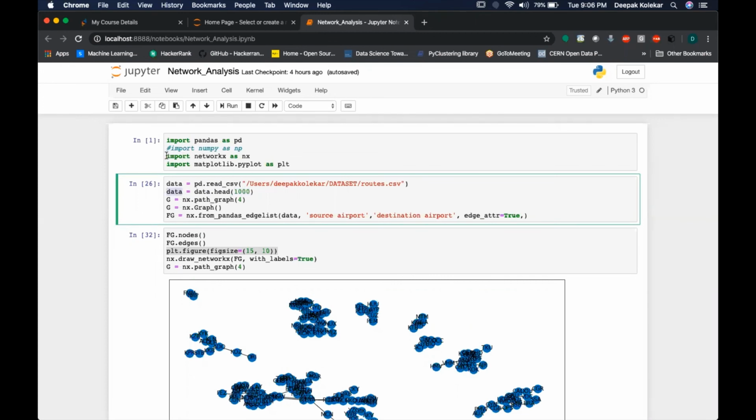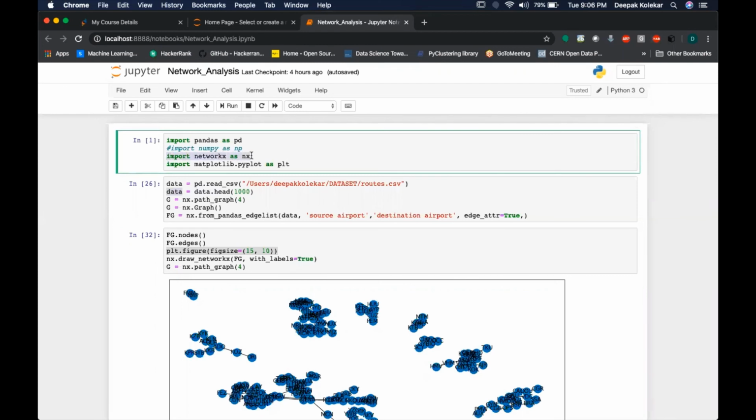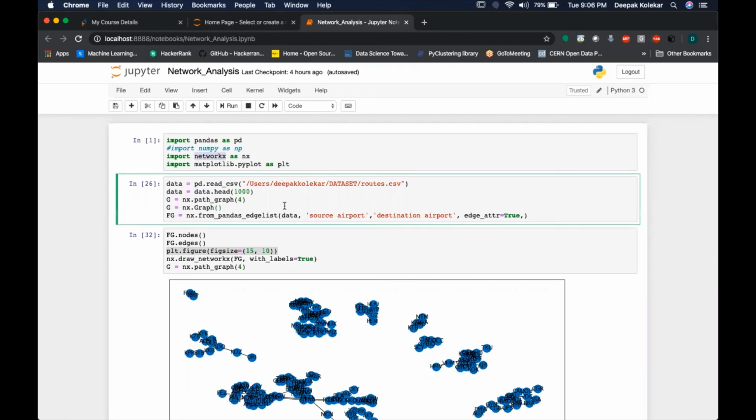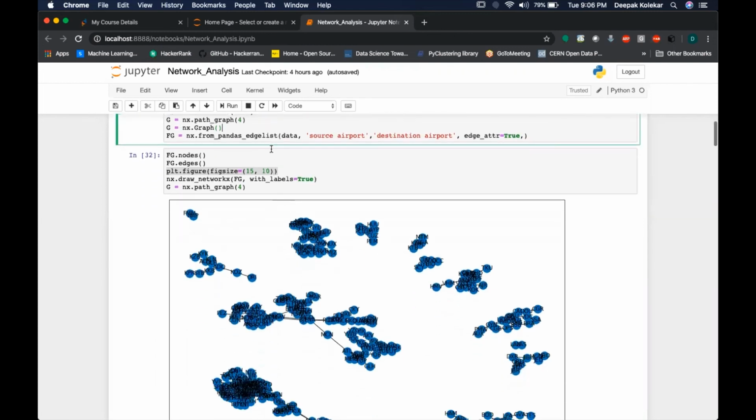And here I'm most importantly working with one particular library which is readily available in Python, which has the capability of showing you much better than this. So this is what I do. NetworkX is the library that I'm using here. I'm reading the data here.